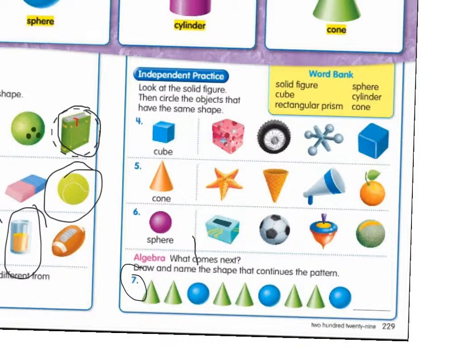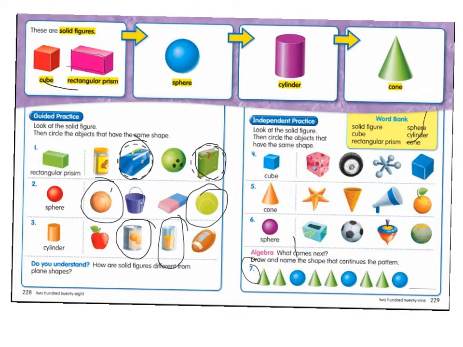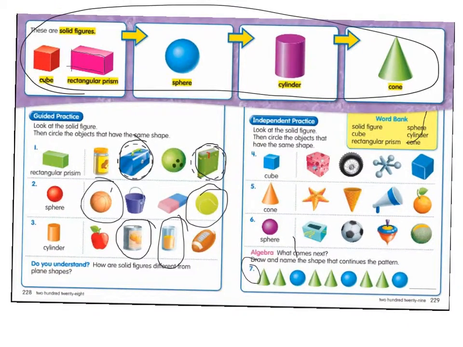It says what comes next? Draw and name the shape that continues the pattern. So whatever you're going to draw here, find that word up here at your visual bridge, whichever one you're going to draw right here, and then you need to draw it and tell me what shape it is by writing it underneath or above it. When you're done with all of that, you may move on to the back, so pause this video, work, and then press play.